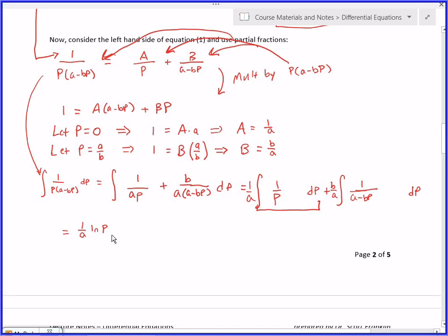I could put absolute value around this, but considering that I'm talking about population dynamics, it should be positive, so I'm going to be lazy and not put them on there. The reason it's good to put them on there is that you might expand this model to be talking about other things besides population, where logistics still plays some role. But in this context, population, positive. Plus B over A.